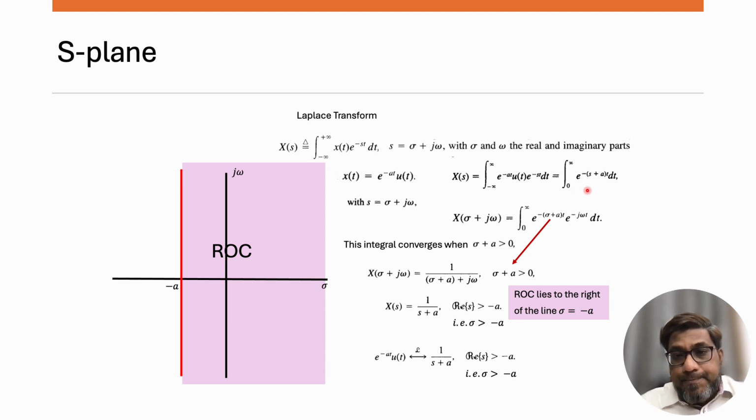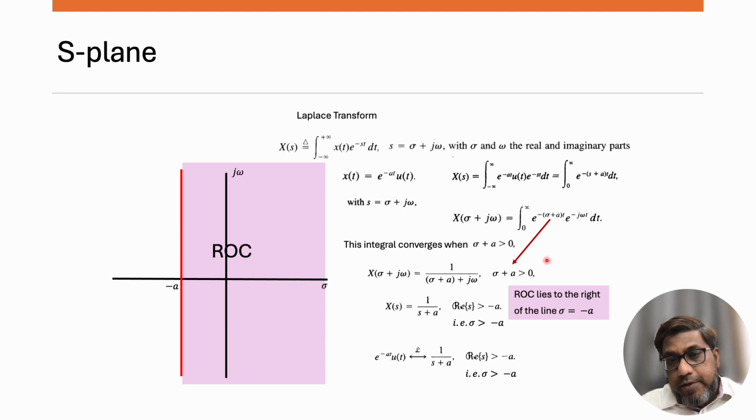So therefore, the integral that we compute here is only for those values of time for which the signal x of t is defined. So we have it only from 0 to infinity. And when we compute this integral, we get X of s in this particular form. X of s is 1 over s plus a, where s is sigma plus j omega. So when you substitute s as sigma plus j omega and divide it into the real and imaginary parts, we get it as 1 by sigma plus a plus j omega. And this integral converges for the condition that sigma plus a is positive. In other words, the sigma value is greater than minus a.